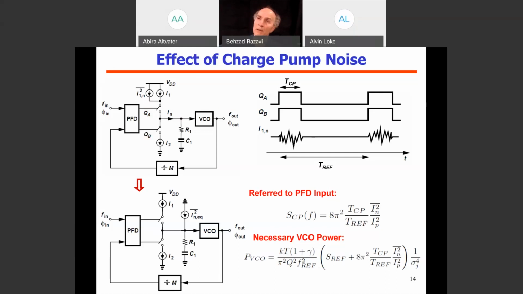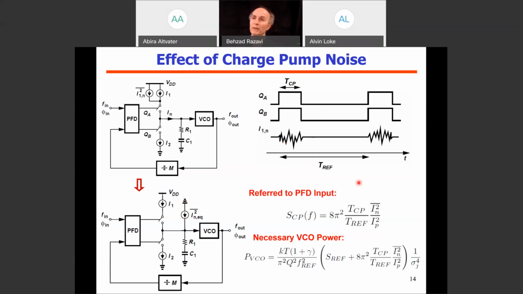So what we can do is, if we assume only white noise in this current source, we can see that the white noise is switched periodically. And when that happens, the result is still white. So we can transform that circuit to this circuit where we have an equivalent white noise current source continuously injected to the output node. The difference is that the spectrum of this new current source is scaled from this one by a factor equal to the duty cycle of the switching actions. So essentially it is multiplied by TCP over Tref.